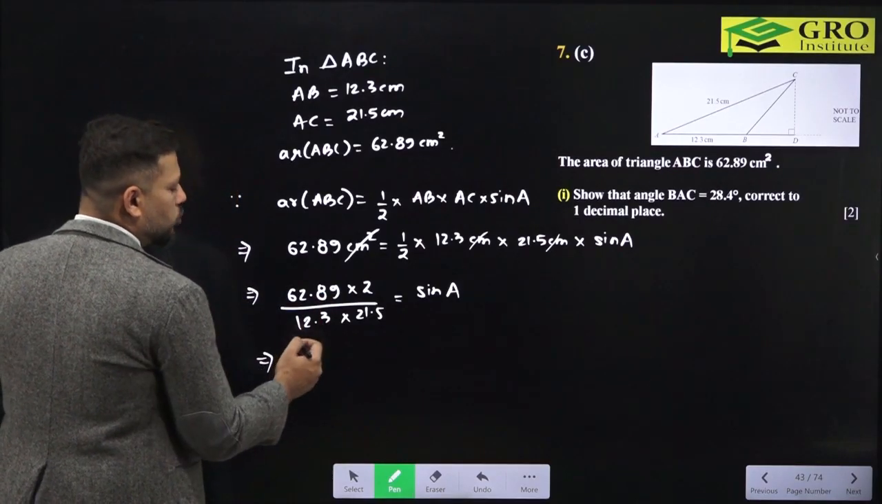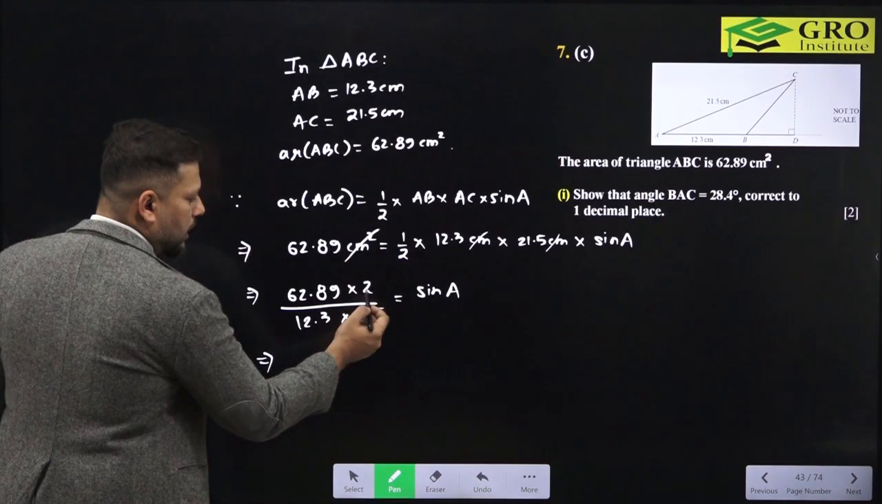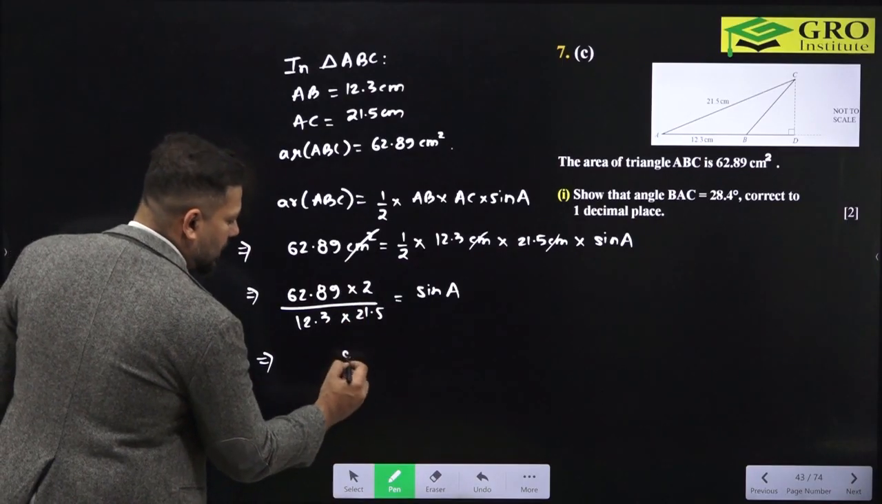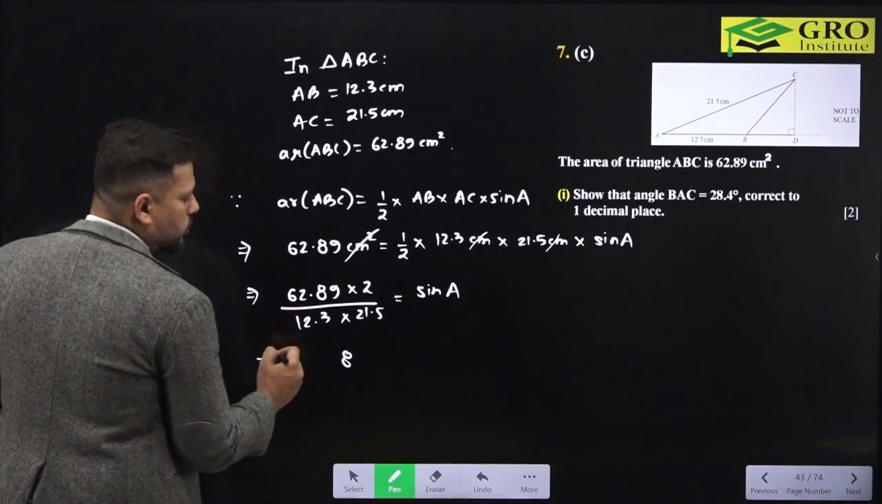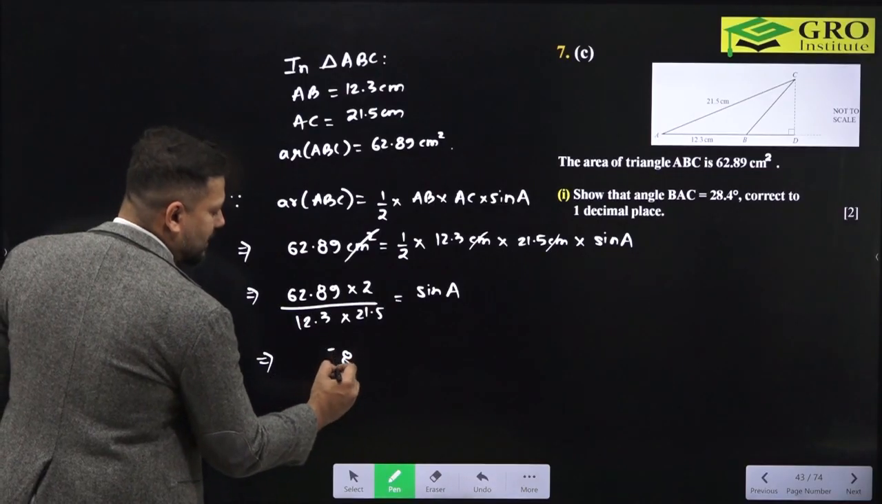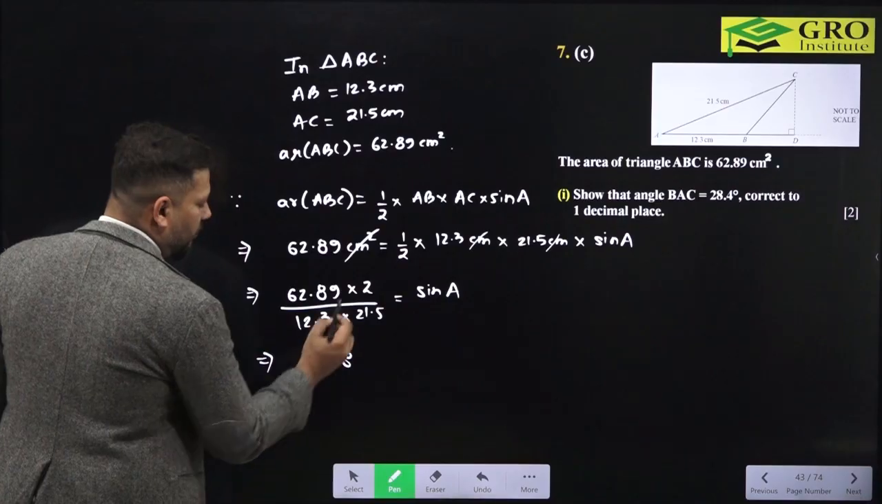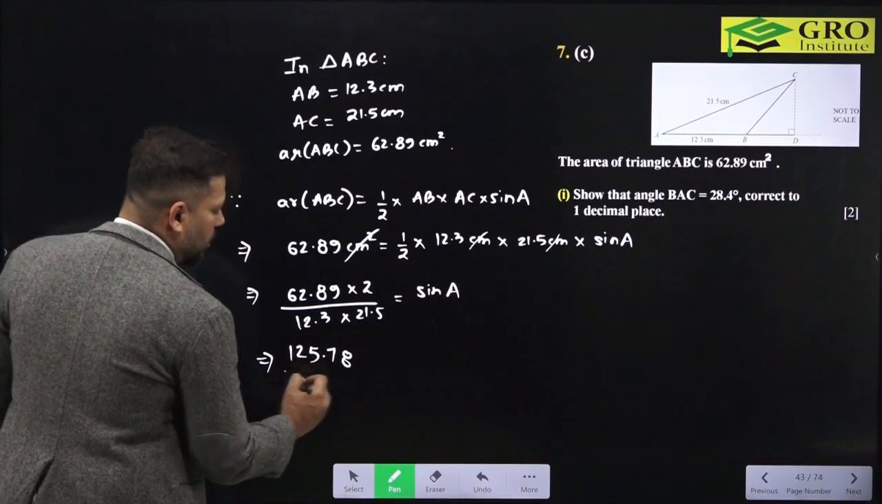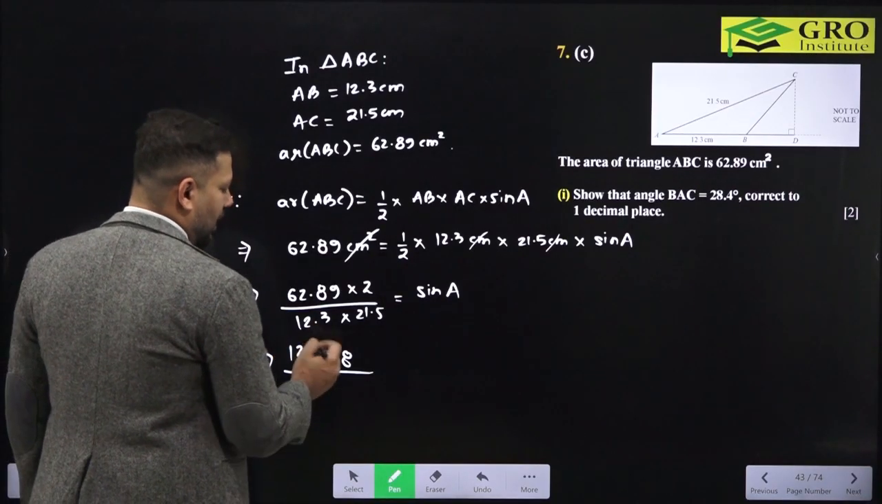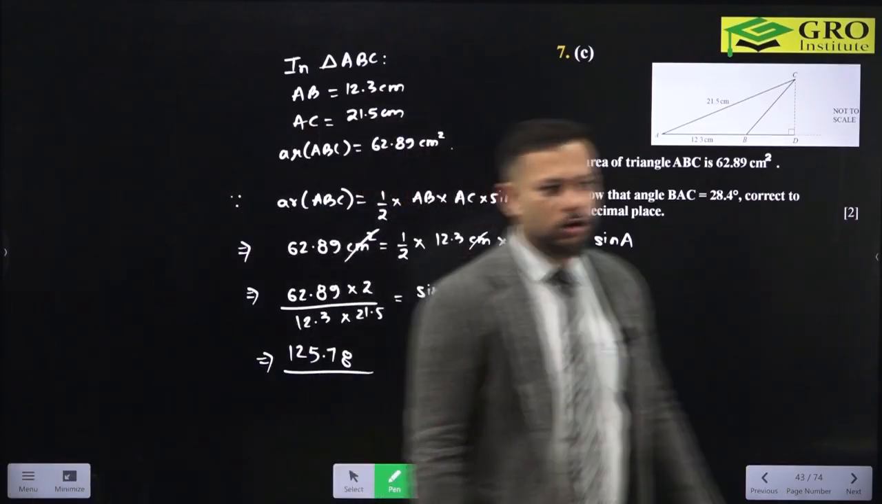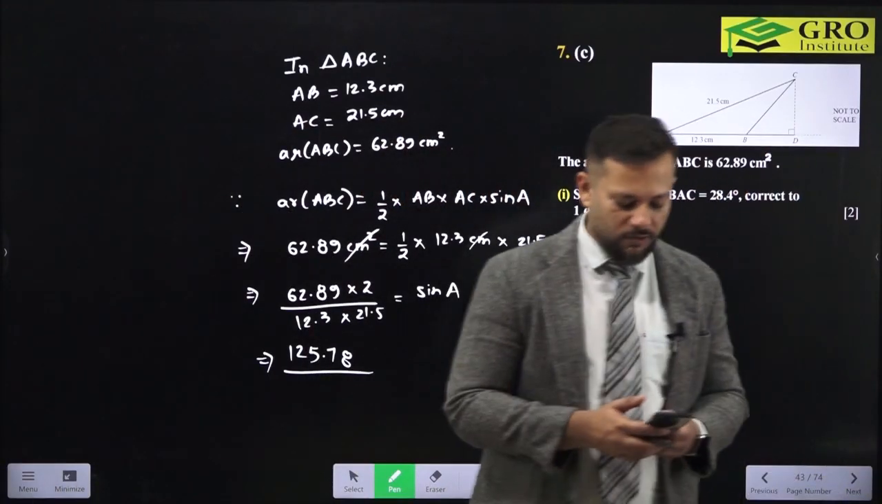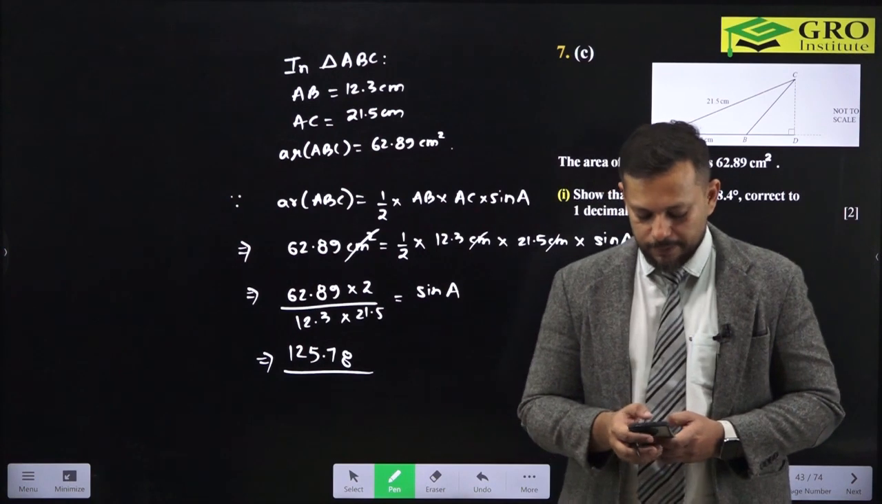Let us quickly solve it, guys. What would be 62.89 times 2? Let us do it orally. 9 times 2 is 18. Carry it forward 1. 8 times 2 is 16, and 1 makes it 17. So 2 times 2 is 4 and 1 is 5, and this is going to be 12. So it is 125.78, and then we will find out the product of 12.3 and 21.5 using our calculator.